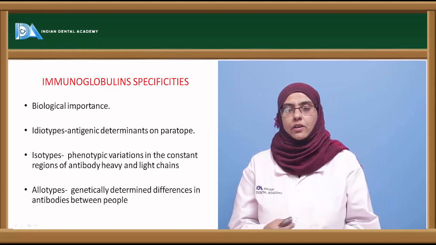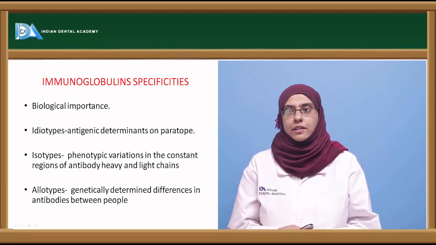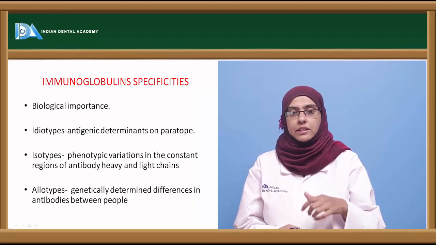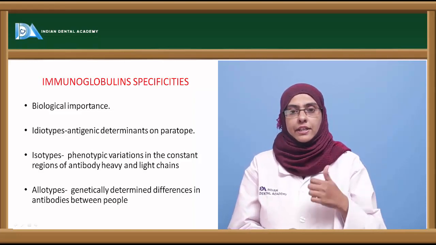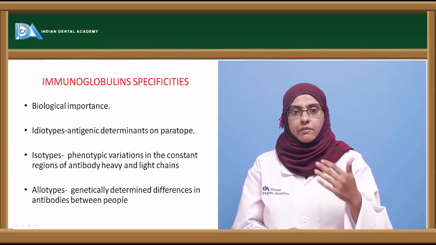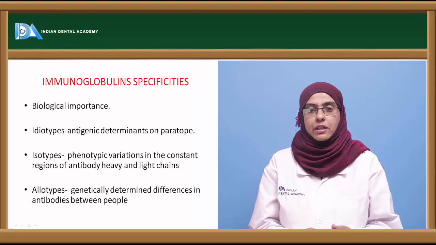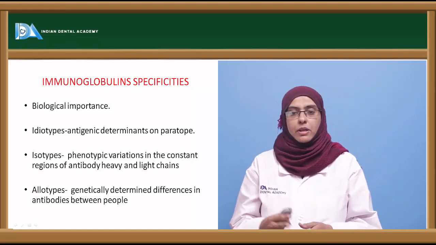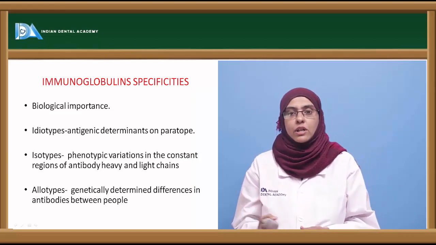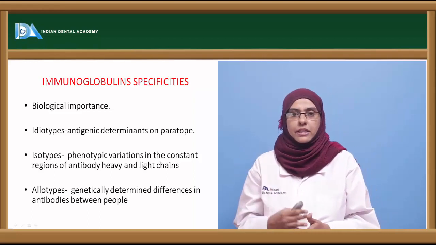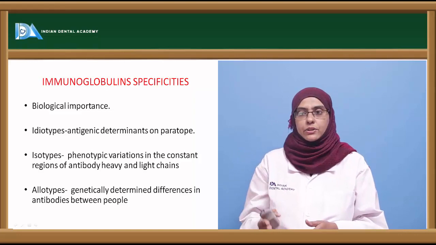So the last part of the antibody molecule is the immunoglobulin specificity, or variants in the antibodies. This is of biological importance when we introduce an antibody from one species to another species, and the species develops an immune response towards this particular antibody. So it is of biological importance for us to know the different variants of the antibody molecule. You can group them into 3 types. They are called idiotypes, isotypes and allotypes.